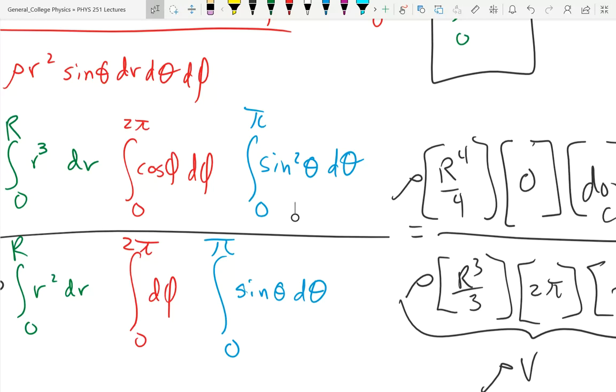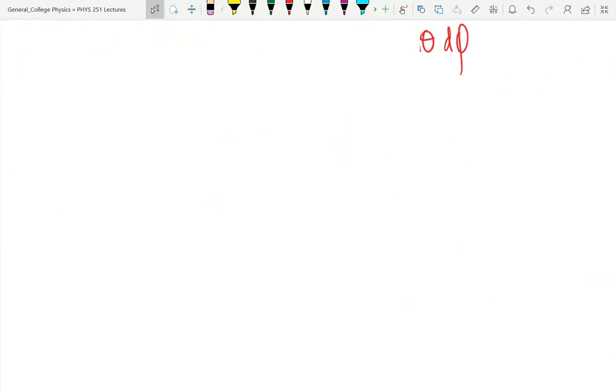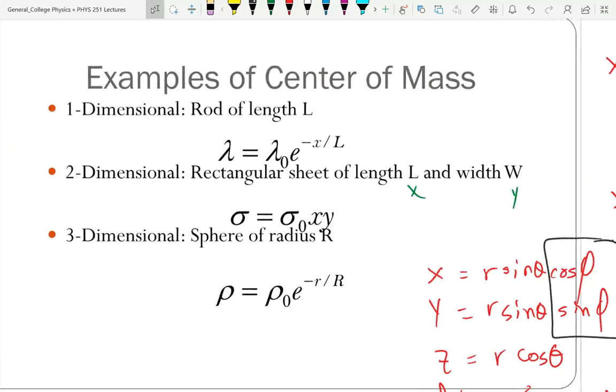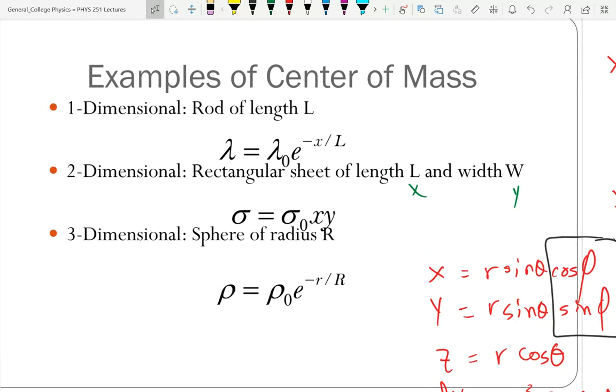Most complicated of my 3 options here that I had written out. Now, will you get exactly one of these? No, it could have a different equation for what lambda or sigma or rho is. But the process would be the same. So any questions about the center of mass process?